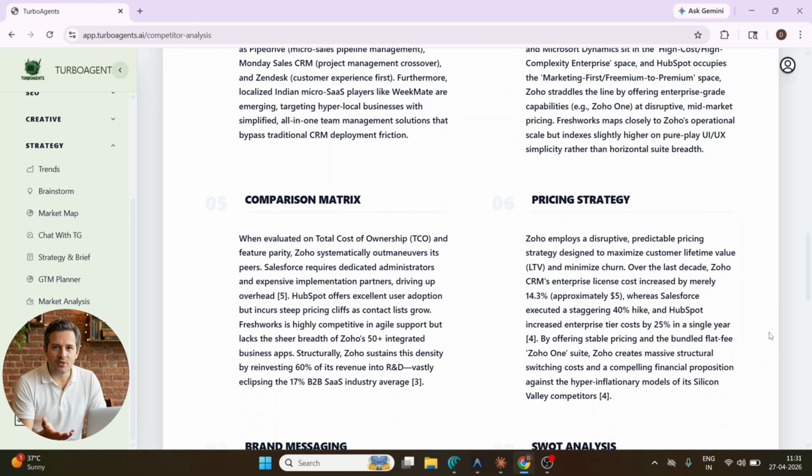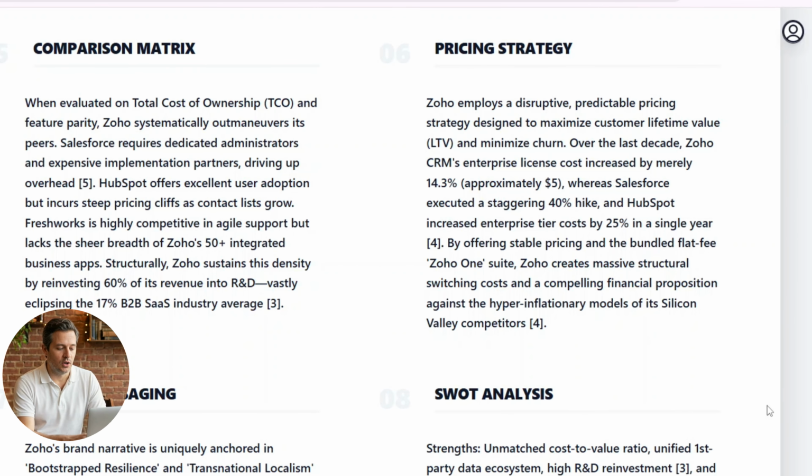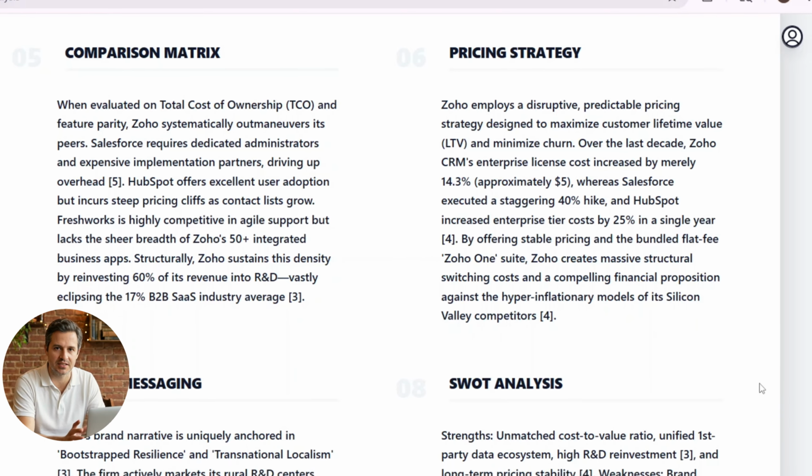The pricing strategy section is where the report gets surgical. Zoho's enterprise license cost increased just 14.3% over the last decade. Salesforce executed a 40% price hike. HubSpot raised its enterprise tier by 25% in a single year. Those 3 numbers side by side are Zoho's most powerful commercial argument, and TurboAgents surfaces them with source citations attached.